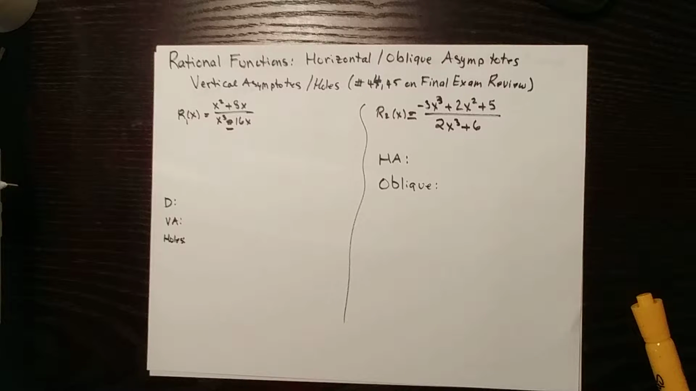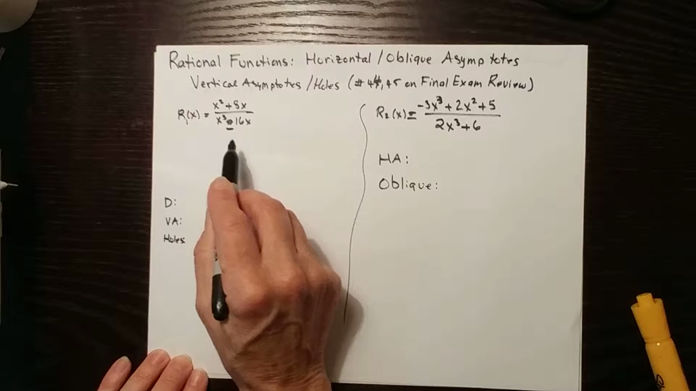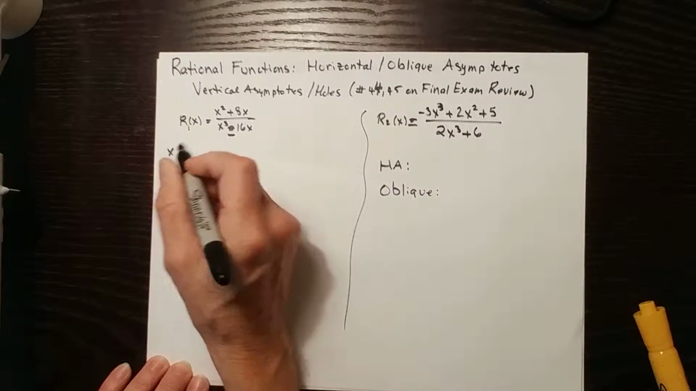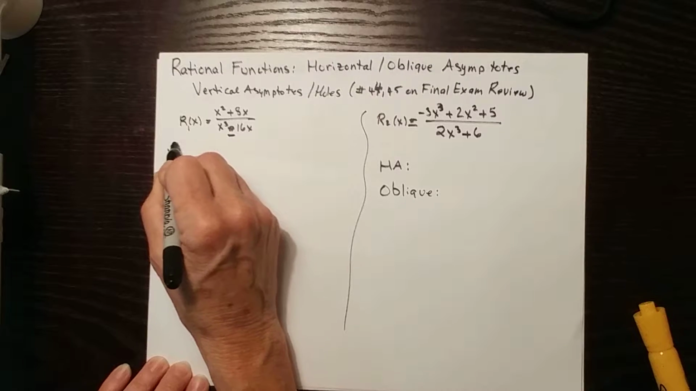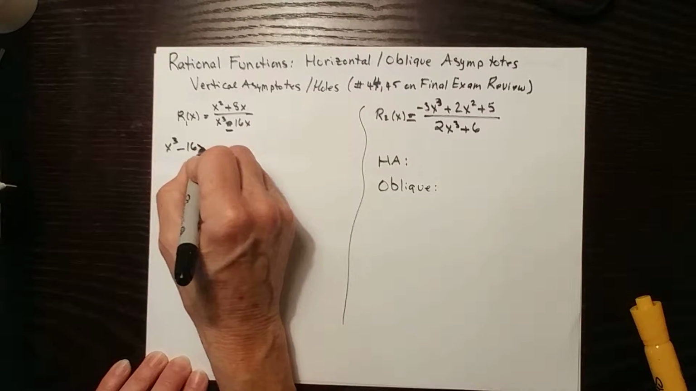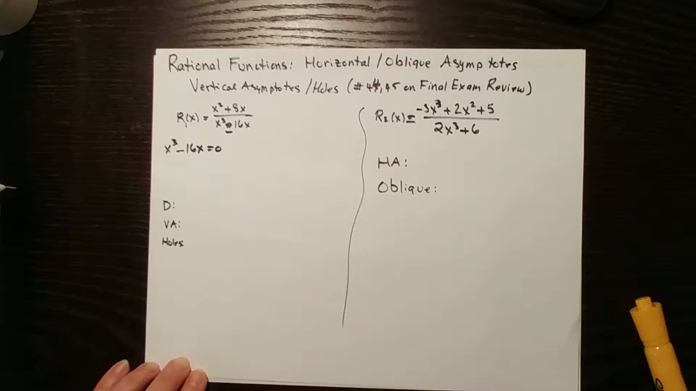So let's start with the domain. A good idea is to rewrite the denominator in factored form, because basically to find the domain, we have to say when would this function be undefined, or when would we be dividing by 0, or when would the denominator be equal to 0, because that's when you're trying to divide and that's when the function's undefined.